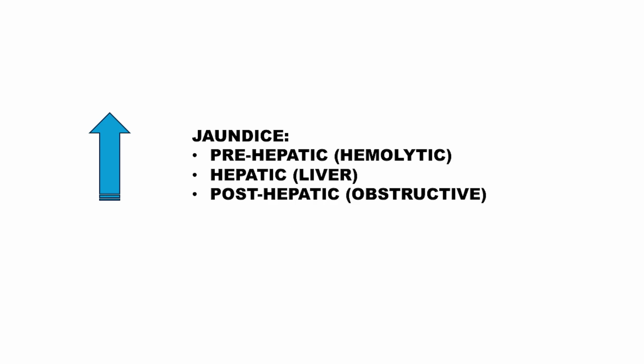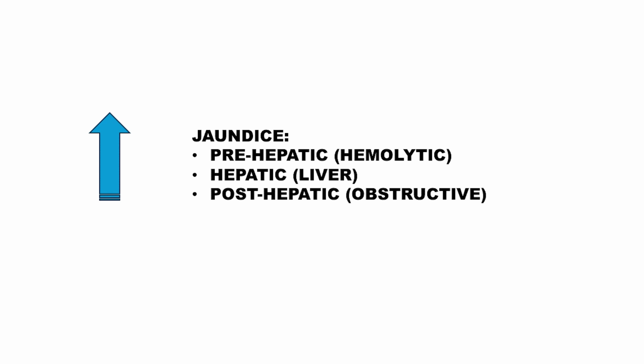Jaundice is classified into three types: prehepatic, hepatic, and posthepatic. Prehepatic, also known as hemolytic jaundice, results from excessive red blood cell breakdown, hemolysis, as seen in malaria or sickle cell disease, often leading to elevated unconjugated bilirubin.